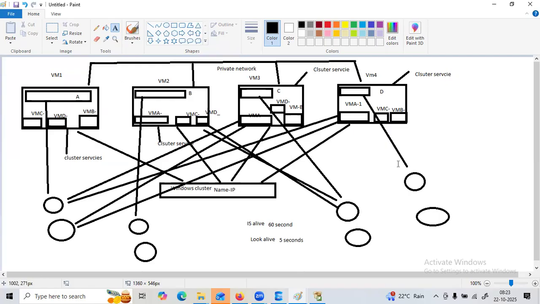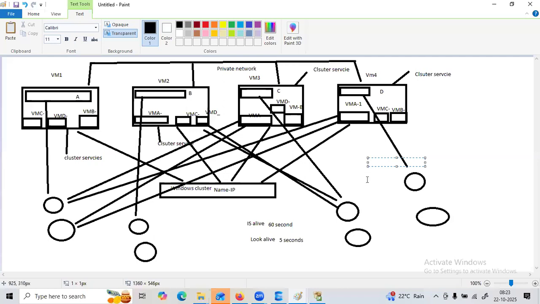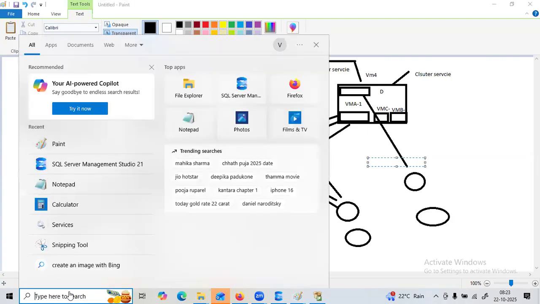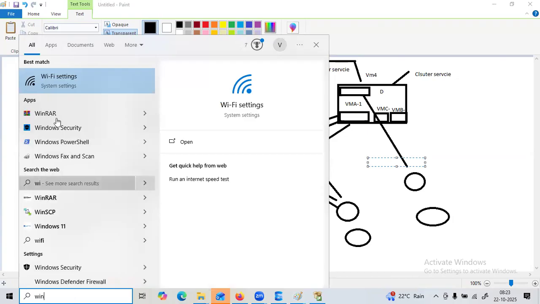But the thing we need to understand is that in an interview they may ask, okay, how many IP addresses do we require to install SQL clustering? Let me go for a simple setup, a 2 node cluster.